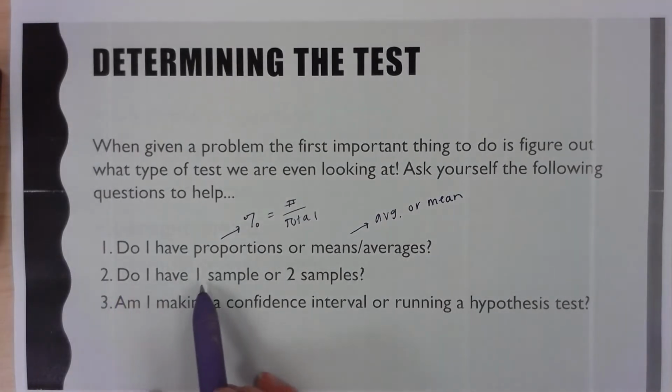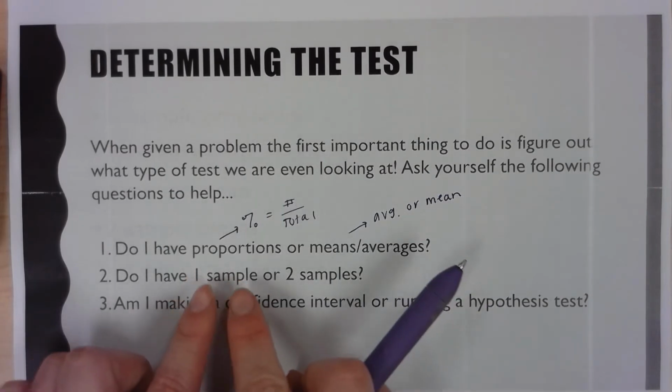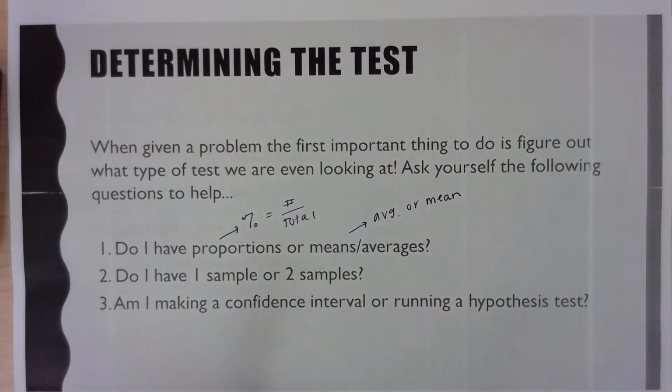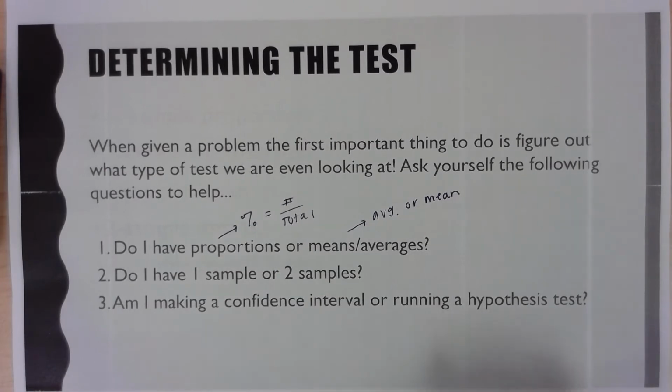After that, I would ask yourself whether your data came from 1 sample or 2 samples. You could have either option for both proportions and for averages. And then the third thing I would ask yourself is, are you making a confidence interval or are you running a hypothesis test? The last thing that you want to do is sit here and go through the entire hypothesis testing process when all you needed to do was find a confidence interval.